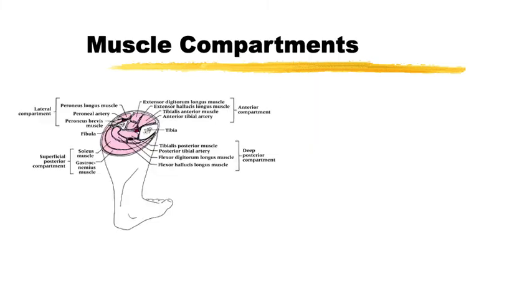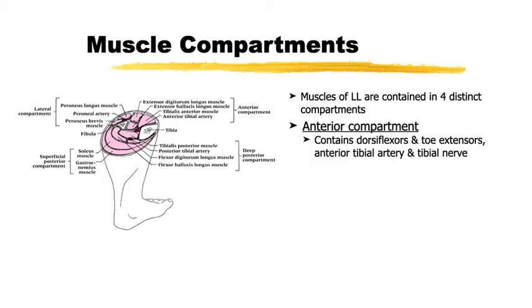The last thing we're going to talk about in the anatomy is what's called muscle compartments. In the lower leg, if we look at that picture, if we cut the leg in half and look down at the muscle, you'll see 4 compartments that are separated by connective tissue. We're going to talk about the 4 different compartments. The first one is the anterior compartment, which is obviously the front of the lower leg. This contains our dorsiflexors, toe extensors, anterior tibial artery, and tibial nerve.